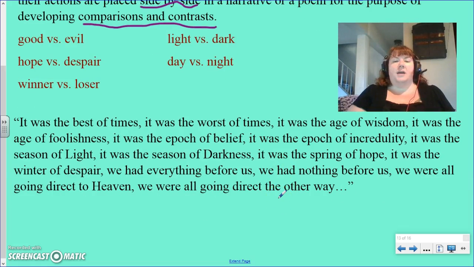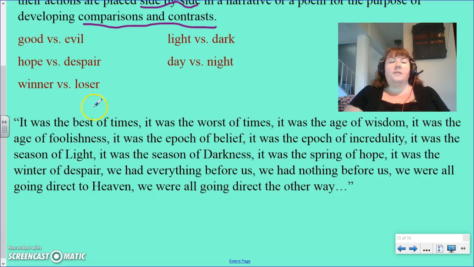It was the best of times. It was the worst of times. It was the age of wisdom. It was the age of foolishness. It was the epoch of belief. It was the epoch of incredulity. It was the season of light. It was the season of darkness. It was the spring of hope. It was the winter of despair. We had everything before us. We had nothing before us. We were all going direct to heaven. We were all going direct the other way.